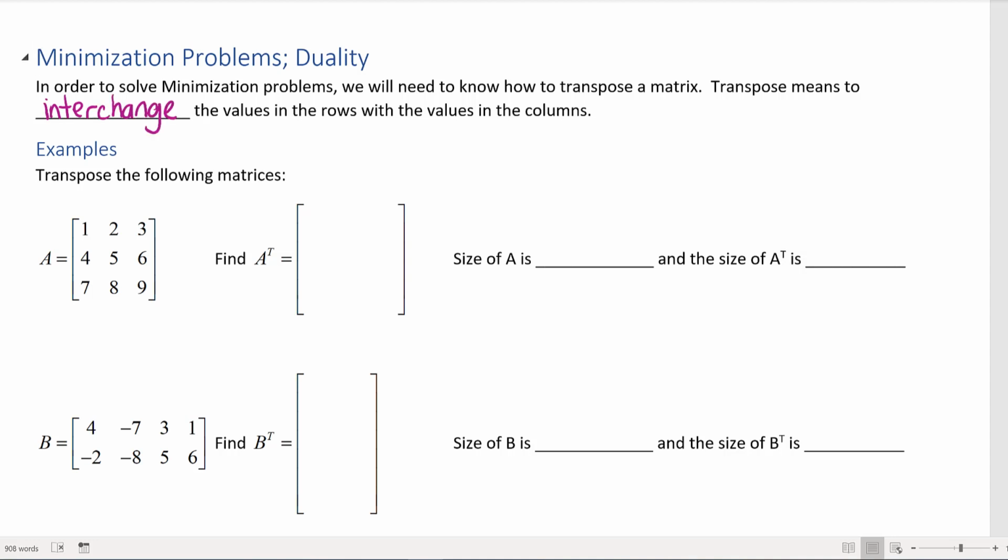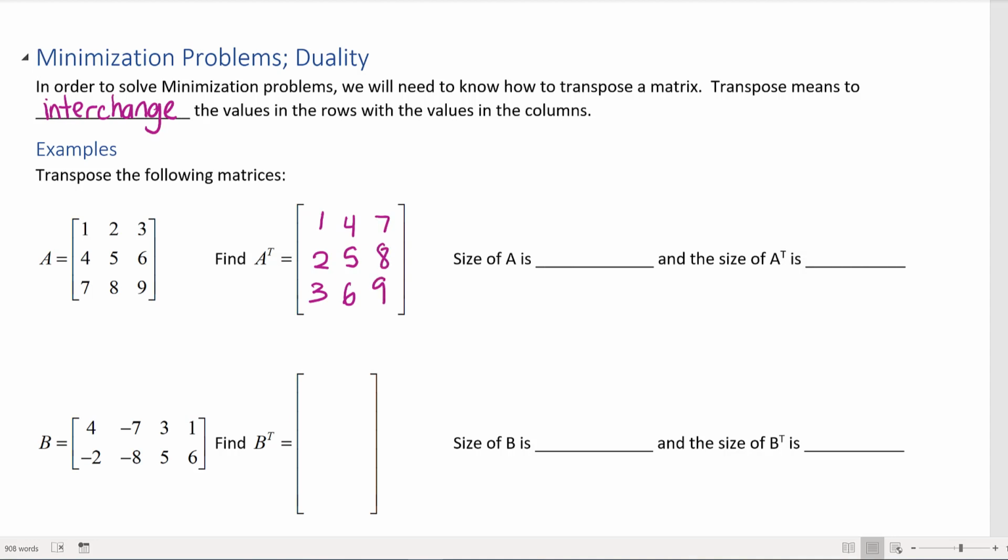For example, if we have A equals the 3 by 3 matrix 1, 2, 3, 4, 5, 6, 7, 8, 9, and we're trying to find A transpose, notice we have an A with what looks like an exponent of t. That means A transpose. We're going to interchange the row with the column. So the first row, 1, 2, 3, is going to become the first column, 1, 2, 3. The second row, 4, 5, 6, is going to be the second column, 4, 5, 6. And then the third row in A is going to be the third column in A transpose, 7, 8, 9.